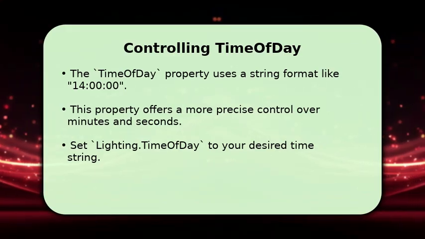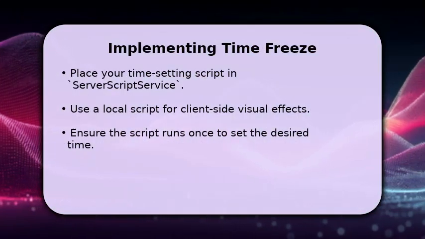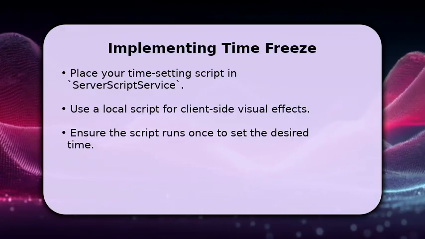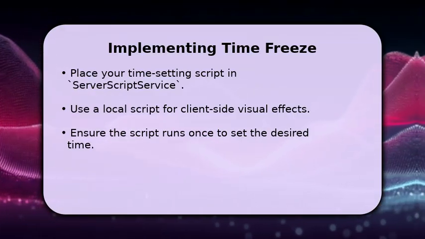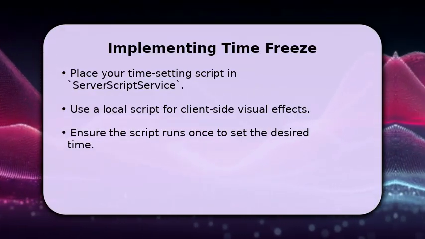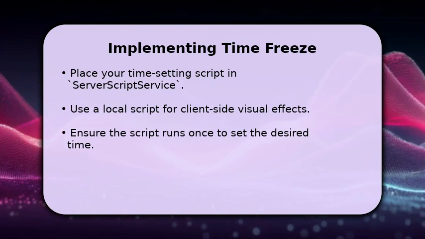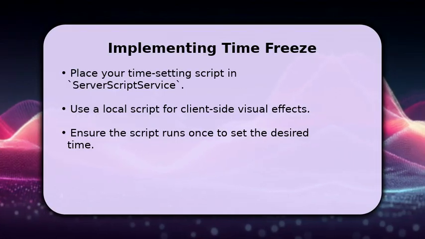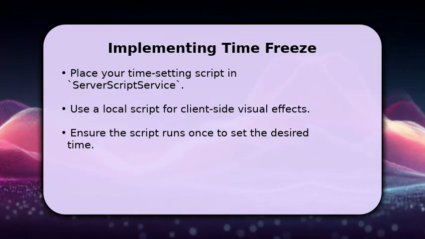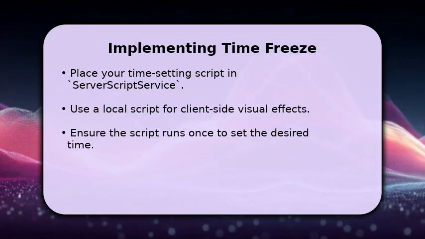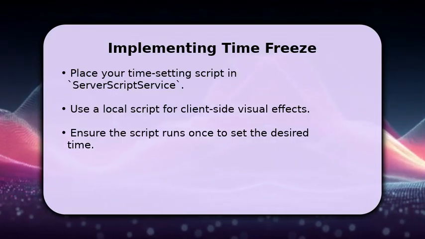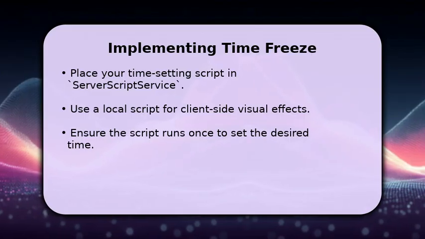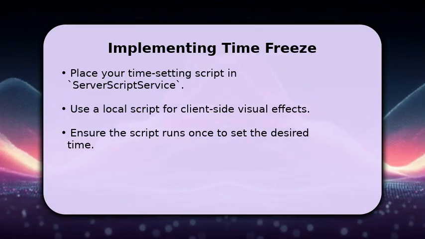To make this change permanent, place your script in Server Script Service or a similar location that runs once when the game starts. For example, a simple script containing game.Lighting.ClockTime = 10 will set the time to 10 a.m. for all players. This ensures that from the moment a player joins, the environment's lighting remains fixed, providing a stable and predictable visual experience throughout their gameplay session.